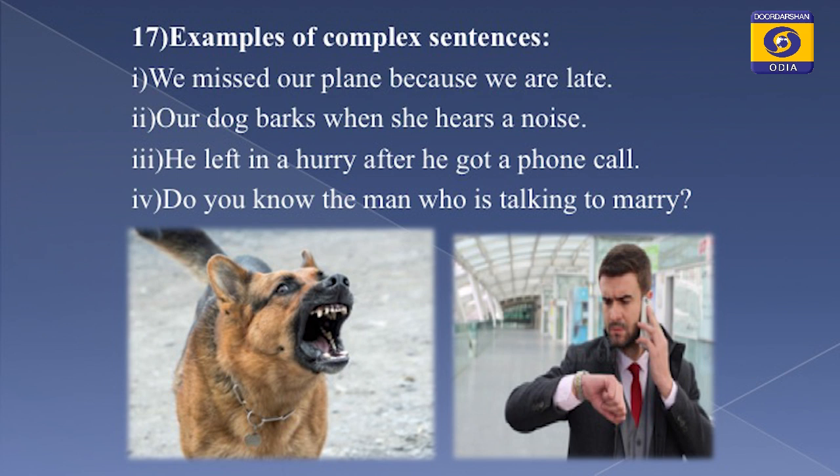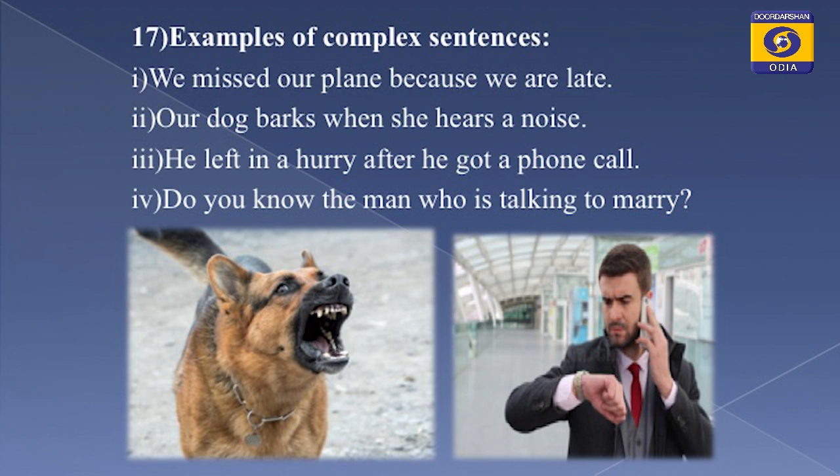Similarly, come to the next one, because we were late. If somebody entered your class and said because we were late, what would you understand? You cannot understand from this part of the sentence. Why? Because it does not give any complete meaning or complete thought, so this is a dependent clause or a subordinate clause.